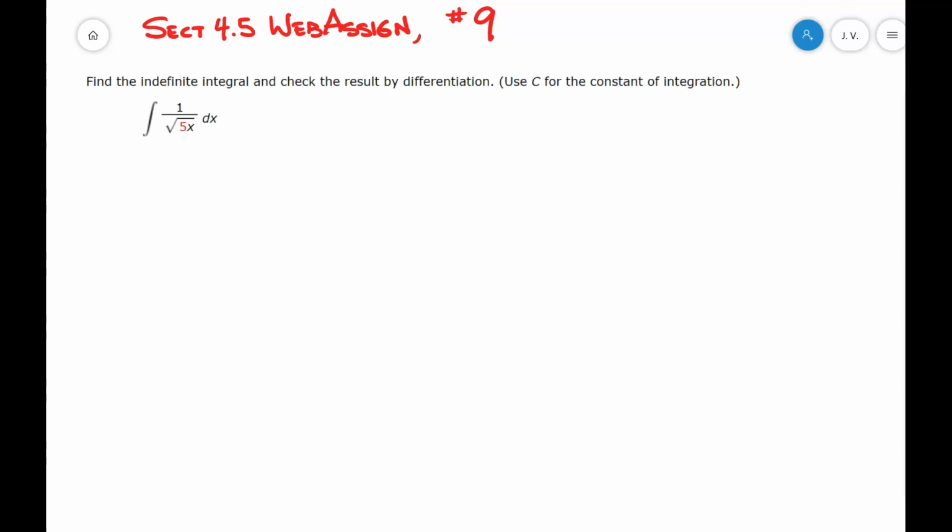Okay, folks, section 4.5 WebAssign. This is problem number 9. Find the indefinite integral. Remember that means antiderivative. And then check the result by differentiation.